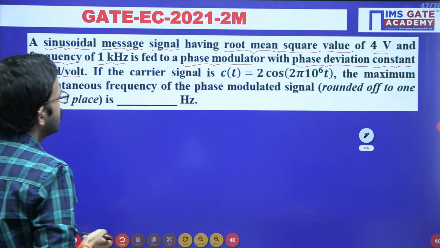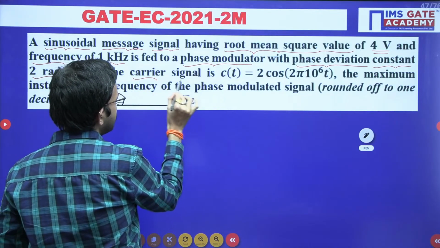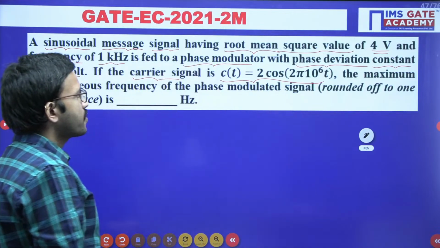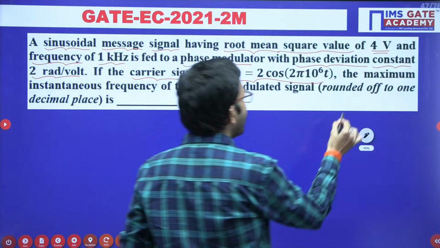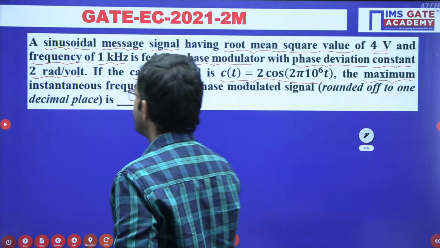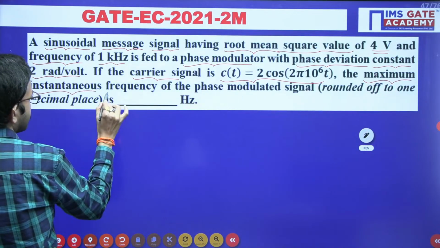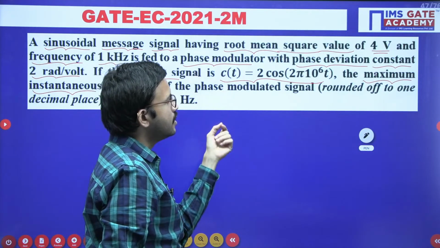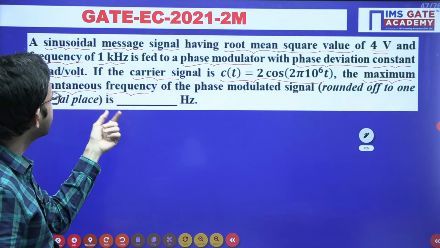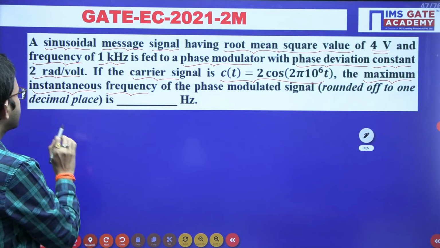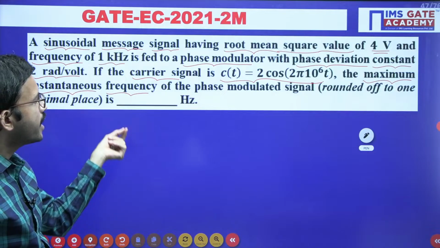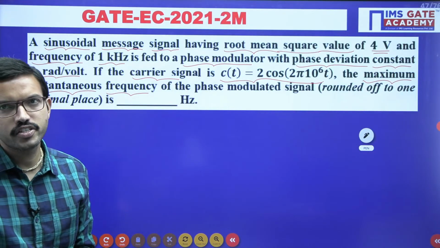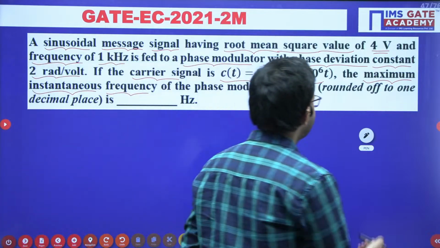They have mentioned the carrier signal c of t equal to 2 cos 2 pi into 10 power 6 t. Now the question is, they are asking for the maximum instantaneous frequency of the phase modulated signal, and whatever answer you get, you have to round off to 1 decimal place. And the most interesting thing is that the answer they are expecting is in the order of hertz.